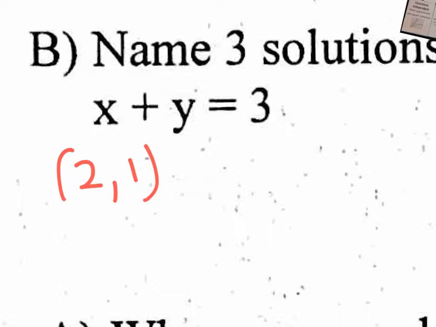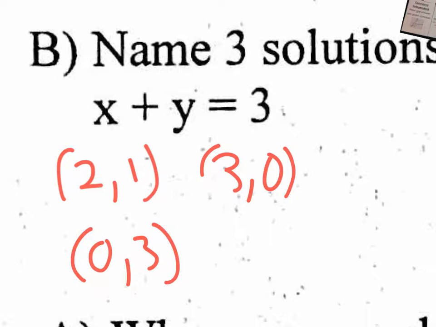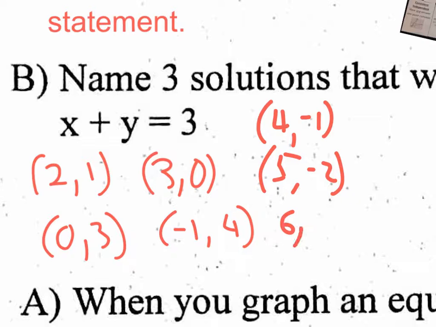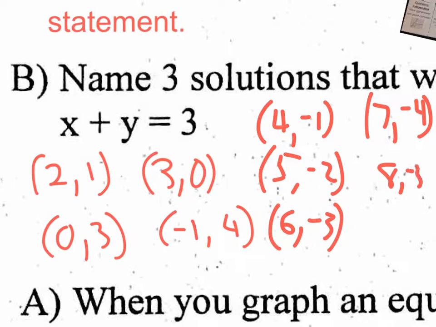They want 3 of them right here. (0, 3), somebody said. Okay. Give me one more at least. (3, 0). Okay, switching it. And you know what? Somebody said -1 and what? 4. Okay, so I wrote down 4 answers, but there's actually an infinite amount of answers, right? Like I could say (4, -1), or I could say (5, -2), or I could say (6, -3), or I could say (7, -4), or I could say (8, -5). You get the idea.